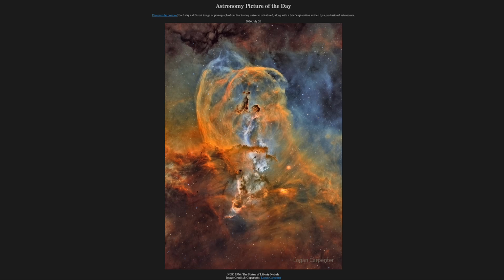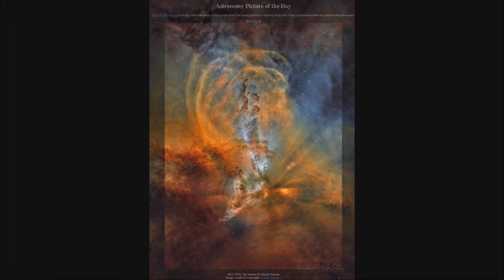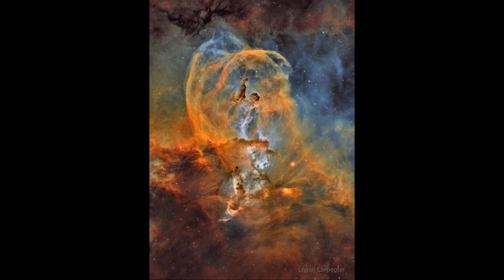Today's picture is titled NGC 3576, the Statue of Liberty Nebula. So what do we see here? Well, here we see a pattern of stars, gas, and dust in space that may resemble the Statue of Liberty, although others see it perhaps as a flying superhero or a weeping angel in space.